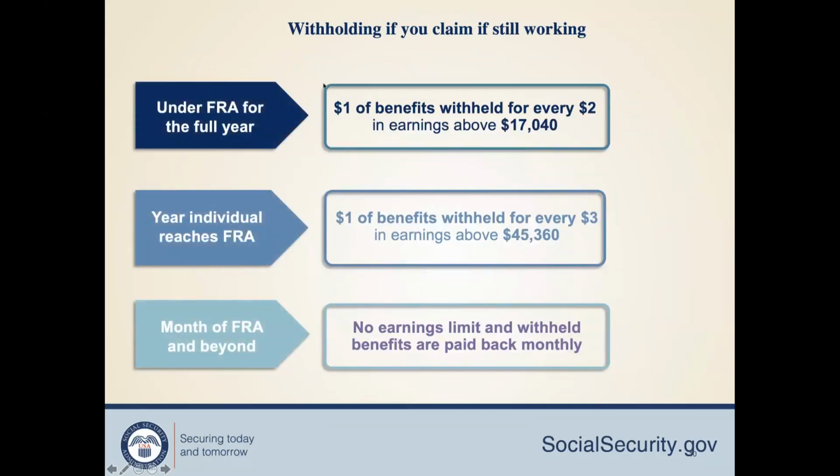Okay, withholding, we already talked about it. Under FRA, for the full year, $1 of benefit is withheld for every $2 in earnings above about 17,000. So if you get a six-figure salary, then everything will be withheld. They have some complex rule for just the year of the FRA, but it's not that relevant. And from the month of FRA and beyond, there is no earnings limit and withheld benefits are paid back monthly. So whatever they withheld because you claimed early and were still working, they will start paying you back.